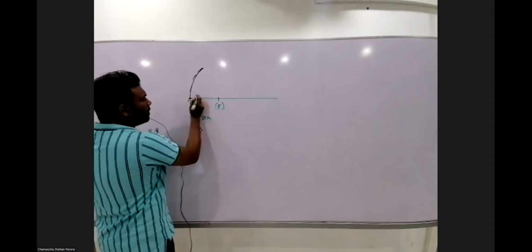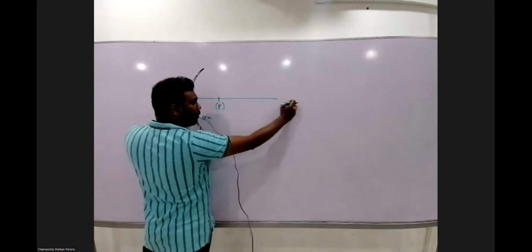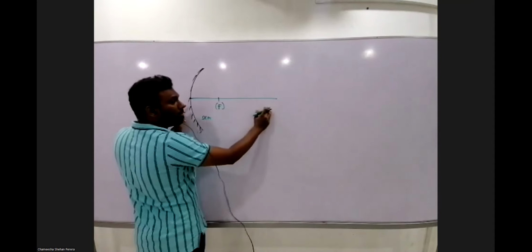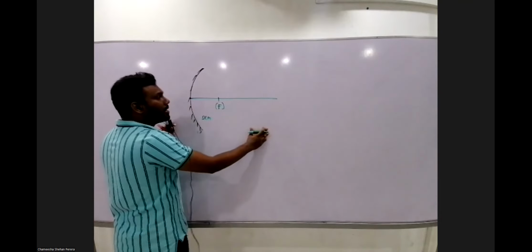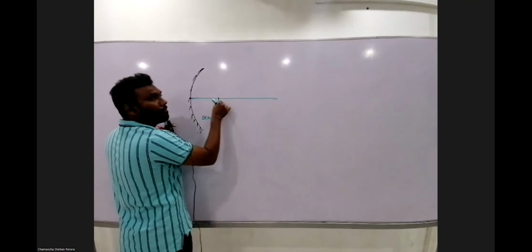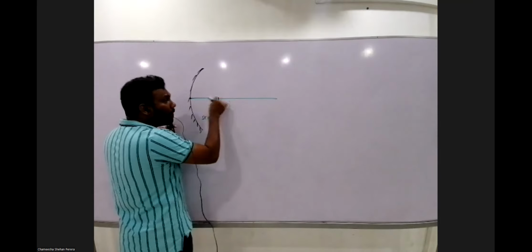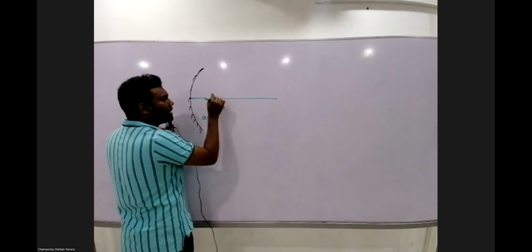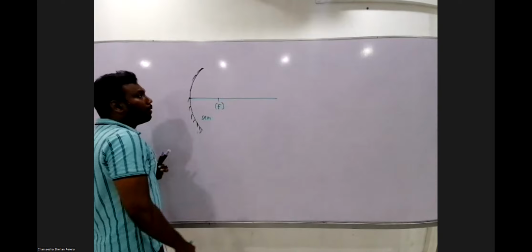So from this pole, there was a line going through, right? So this line was called the principal axis. And there was a point called F, the focus point, on the principal axis. It was a point on the principal axis. We call this the pole, okay?